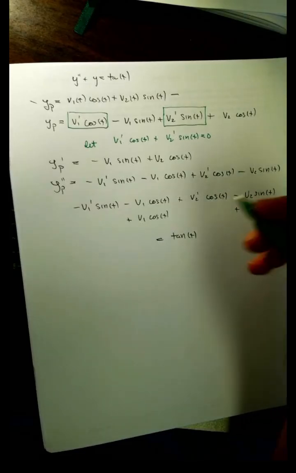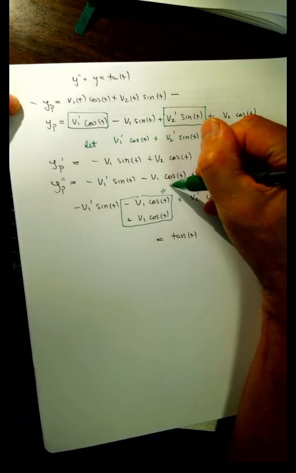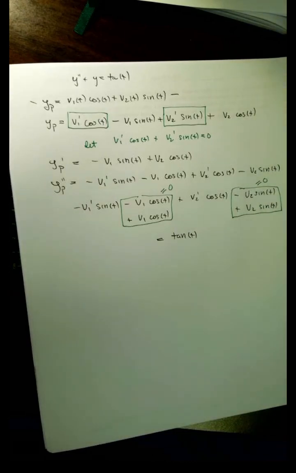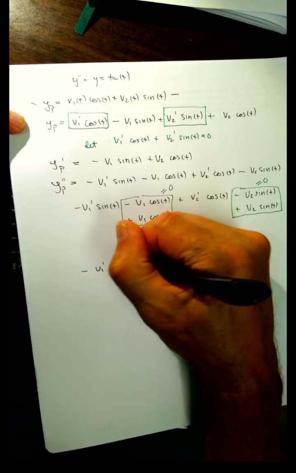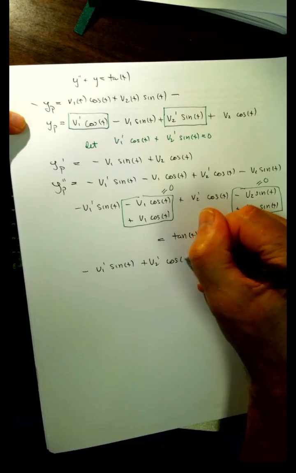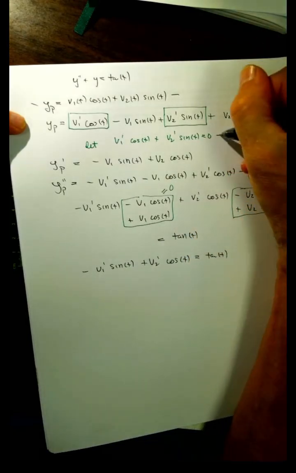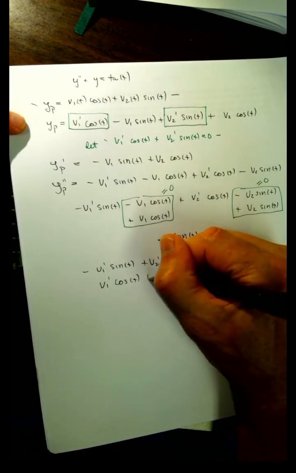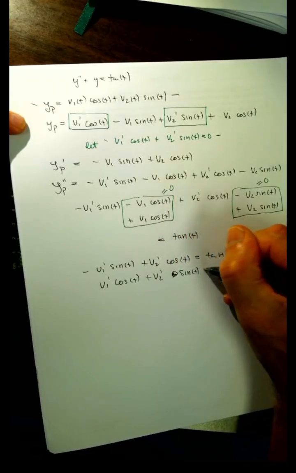If they don't drop out, you did something wrong. Notice those two terms cancel, and I'm left with 0. Those two terms cancel, and I'm left with 0. And so this equation becomes minus v1 prime sine of t plus v2 prime cosine of t is tangent of t. That's my first equation. This thing, v2 prime sine of t is 0, is my second equation.